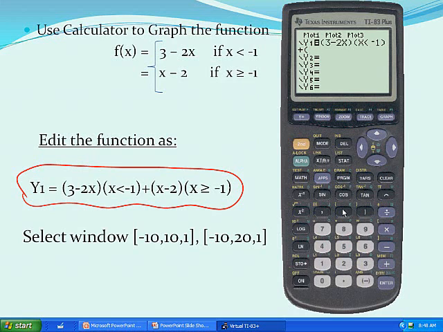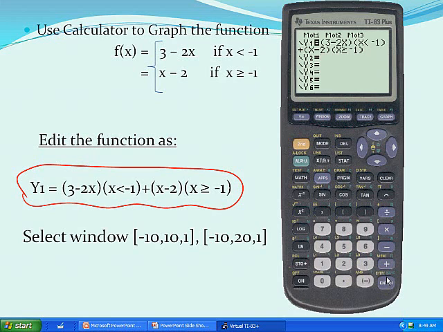Give the second piece, which will be x minus 2 with the condition x greater than or equal to -1. Again, the inequalities will be under test, second math. Greater than or equal to will be item number 4, -1. Close the parenthesis. So that enters the piecewise defined function.